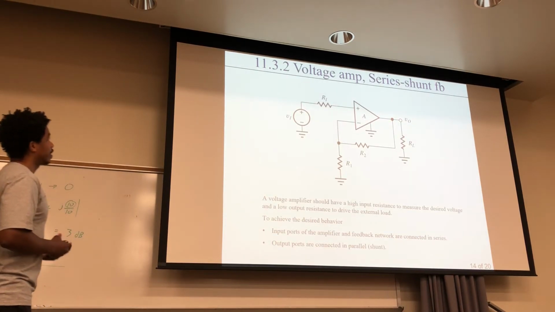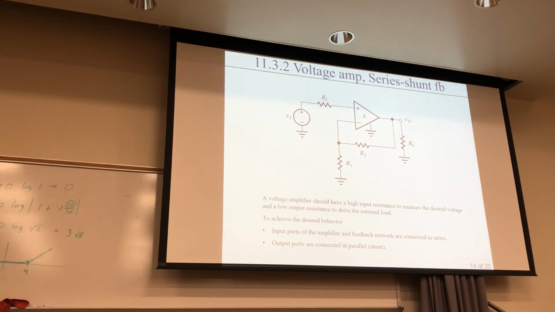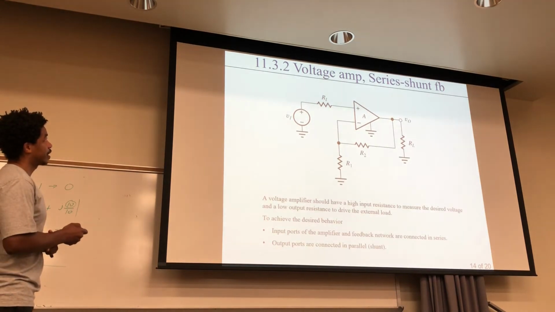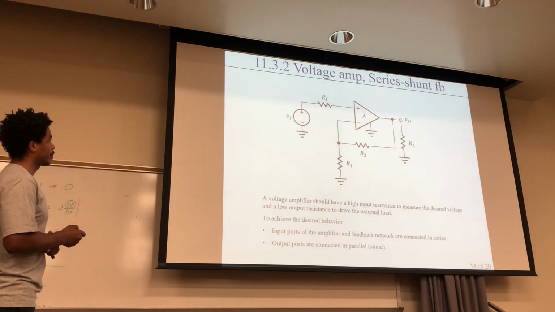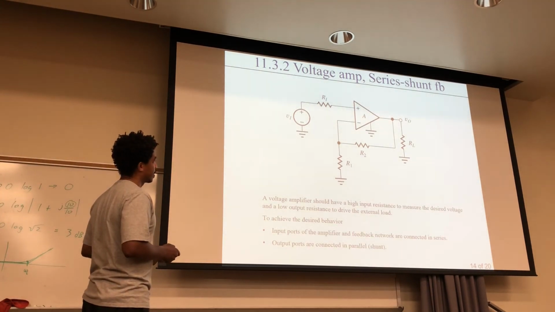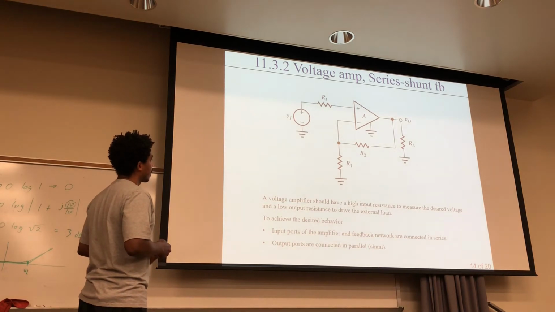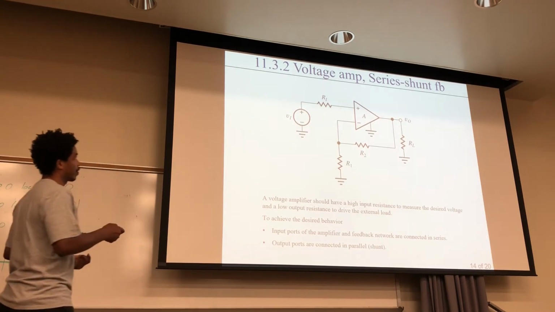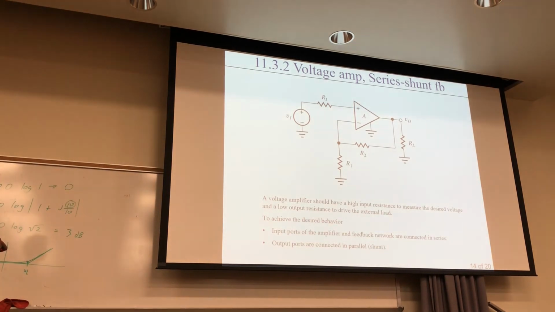Okay, so let's look at the various types. Here's an example of a voltage amp, and this type of amplifier has series shunt feedback. I'll just read this. A voltage amplifier should have a high input resistance to measure the desired voltage and a low output resistance to drive the external load. To achieve the desired behavior, input ports of the amplifier and feedback network are connected in series, and the output ports are connected in parallel. That's the shunt. So here's the basic form of that.